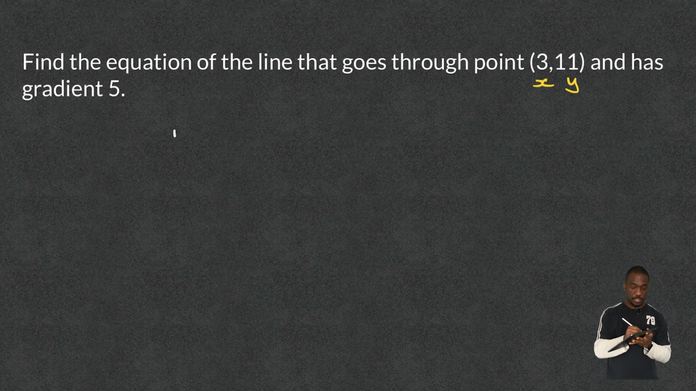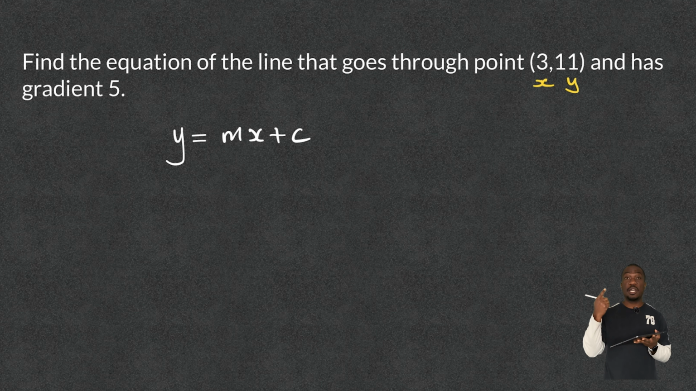We know that the equation of a line is y equals mx plus c. Let's put in the information that we do have. We know x is 3, so I'm going to replace that x with the number 3. We know that y is 11, so we replace this y with the number 11. And we know that the gradient is 5, so I'm going to replace that m with the number 5.